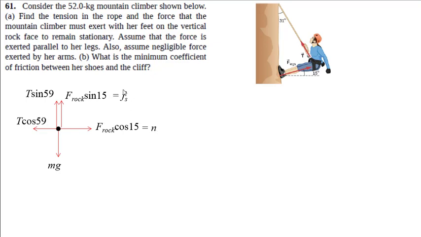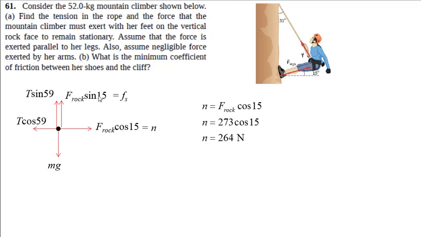So whenever we're dealing with friction, I know that I need to figure out what the normal force is. So let's just calculate this. I already solved for F rock. We found that on the previous slide. We found that the force that the rock exerts is 273 newtons. Times that by cosine of 15, I find that the normal force is 264 newtons. Okay, so that's the normal force.